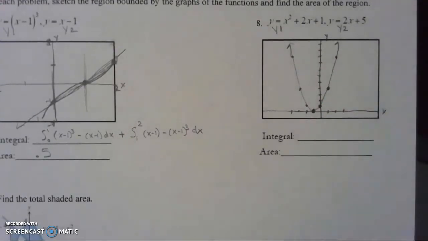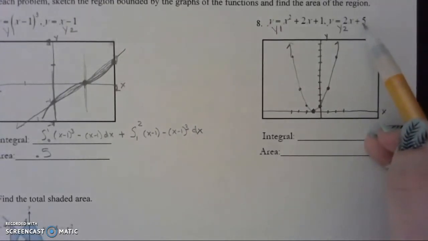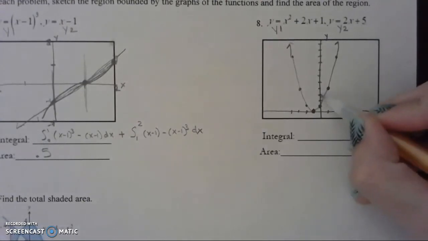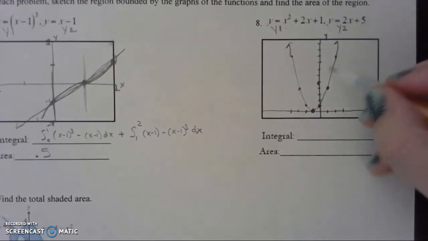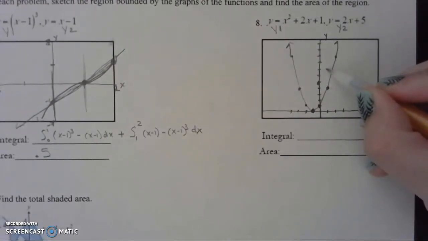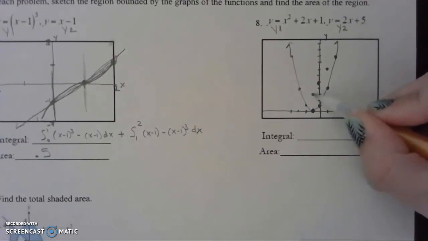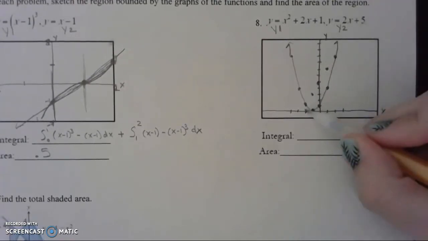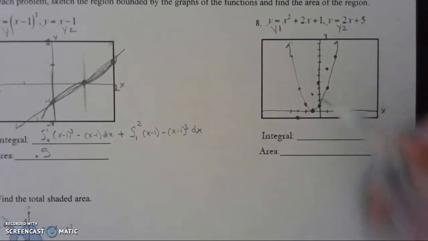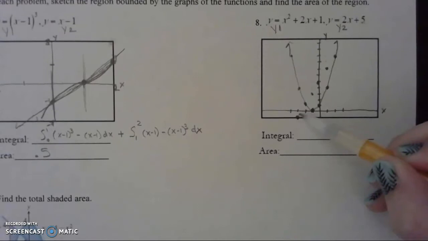And then we have a linear function, which is going to go through the y-intercept of 5. So 1, 2, 3, 4, 5. It's going to rise 2, run 1. So rise 2, run 1. Rise 2, run 1, and down here as well. Okay, so I'm just going to sketch that.